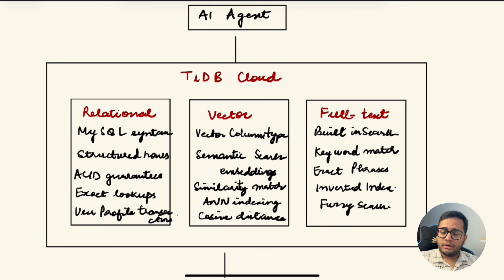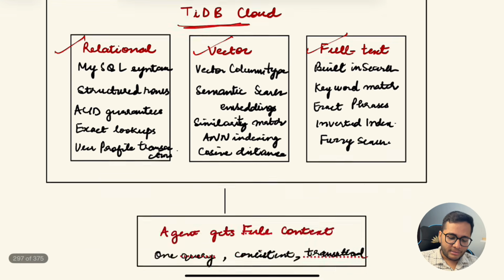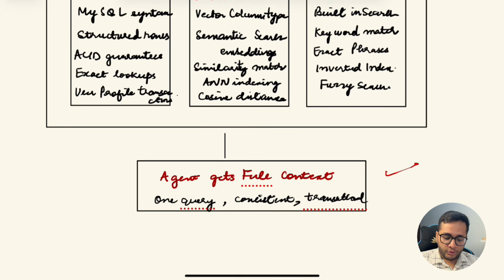Now, why I explained it in that context is, what if all three features of these three different databases are packed into one? That's what TiDB Cloud looks like. I'll not take a lot of time here. It has properties of a relational DB, of a vector DB, and you can search in full text. It is MySQL compatible, it has native full text search, and it has built-in vector columns. You just need one query with one connection and you get one bill. So all three problems that we discussed are solved using TiDB Cloud, and your agent gets full context with one query that is consistent and transactional.